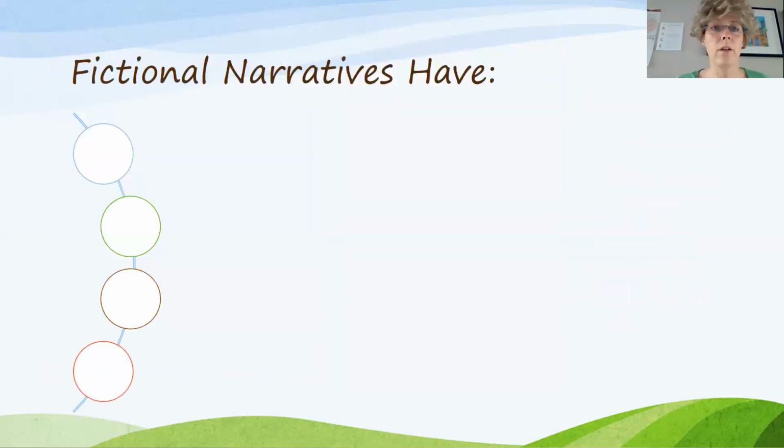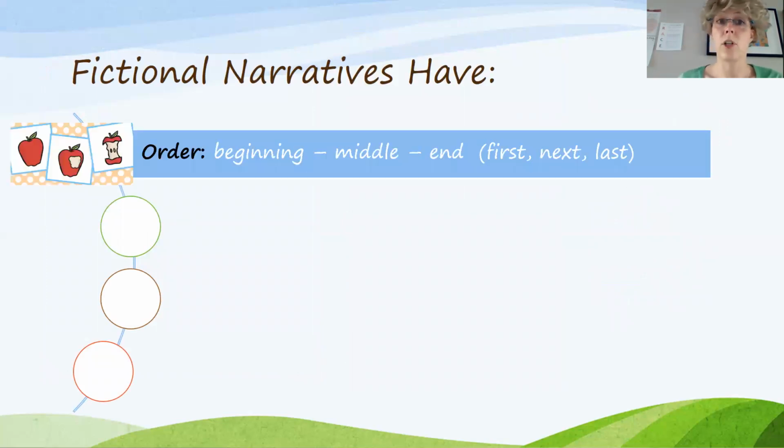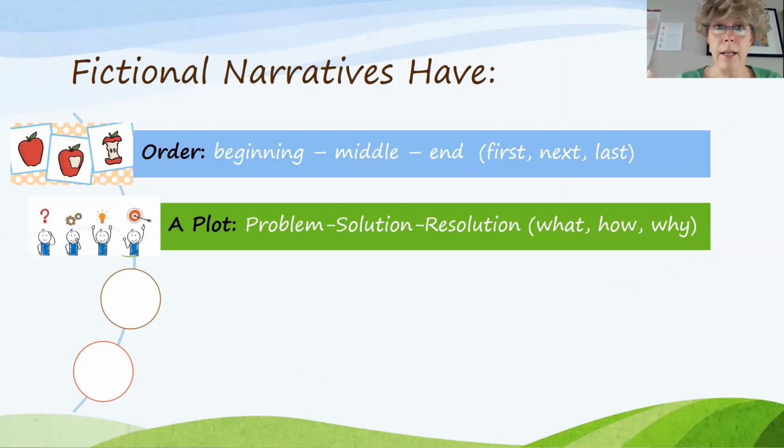Okay, so we're gonna look at fictional narratives. Fictional narratives should have a beginning, a middle, and an end. It should be in order, first, next, last. There should be a plot. That's what is happening in your story. How is it happening? Why is it happening? There should be a problem, a solution, that means it's solved, S-O-L for solved, and a resolution.